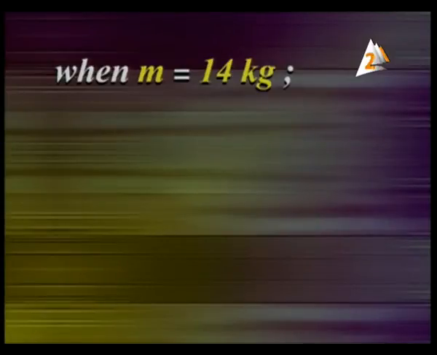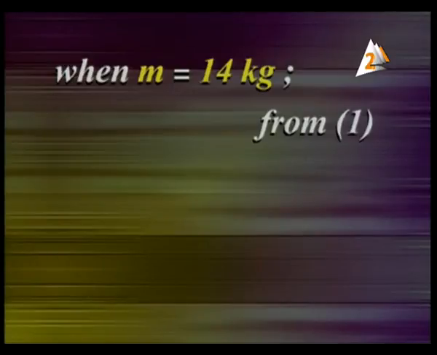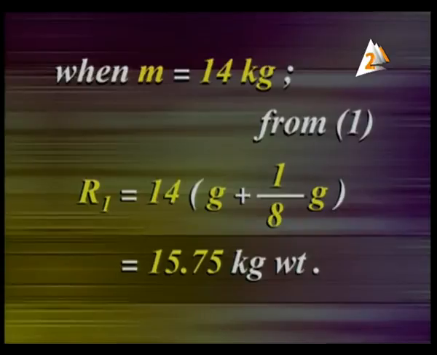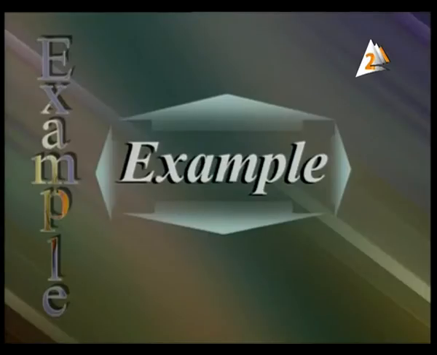In case of m equals 14 kilogram, from 1 we can substitute to get R1 equals 14 times (g plus 1 over 8 g). Therefore, R1 equals 15.75 kilogram weight. Now, let's go to another example.